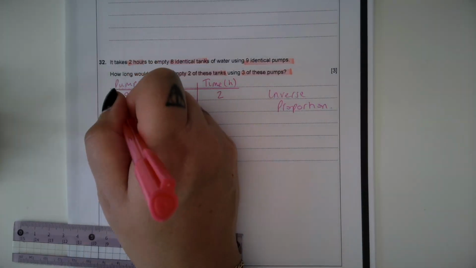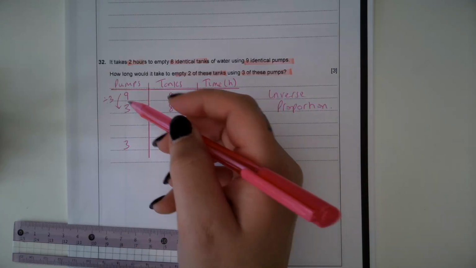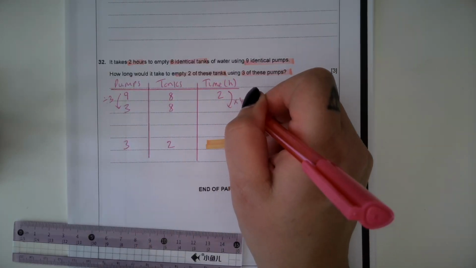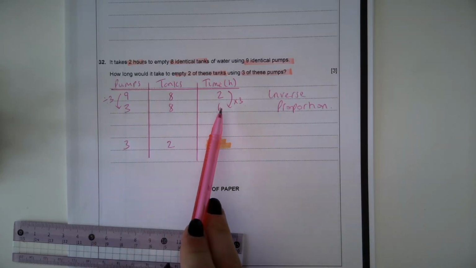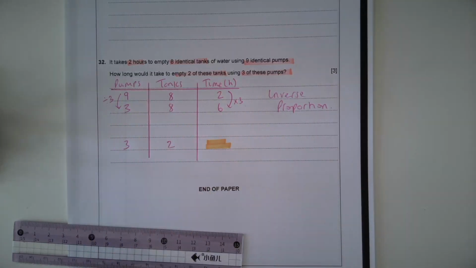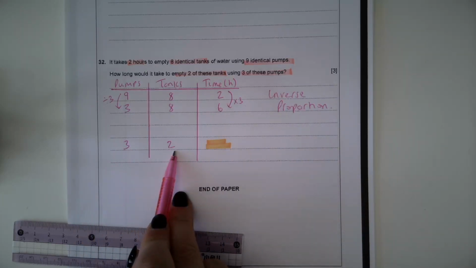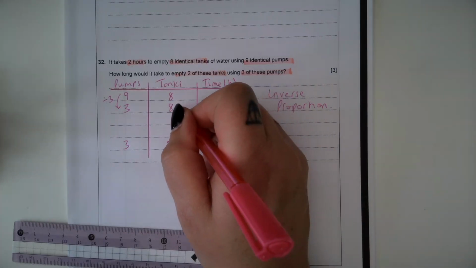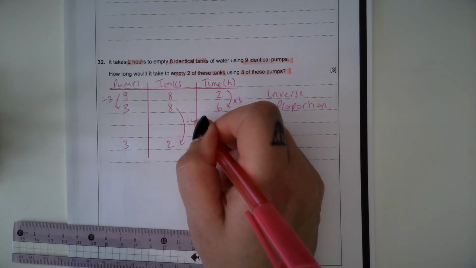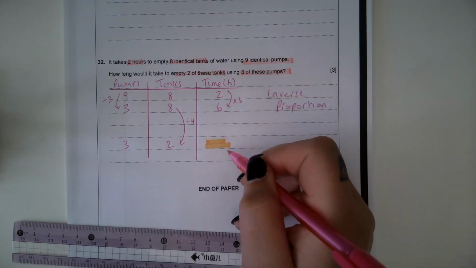So to get from 9 pumps to 3, I'm dividing by 3, but the time's going to take longer. So the pumps have decreased, but the time is going to increase. So I'm multiplying by 3. So it would take those 3 pumps 6 hours to empty those 8 tanks. But I'm interested in how long it takes those 3 pumps to empty 2 tanks. So to go from 8 to 2, I would divide by 4. So I need to divide the time by 4.